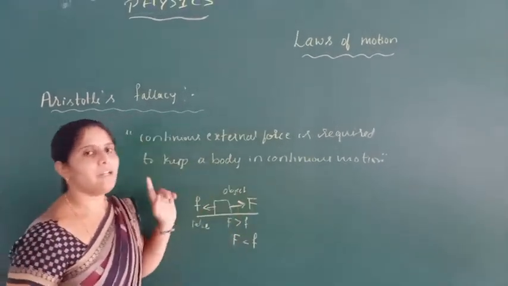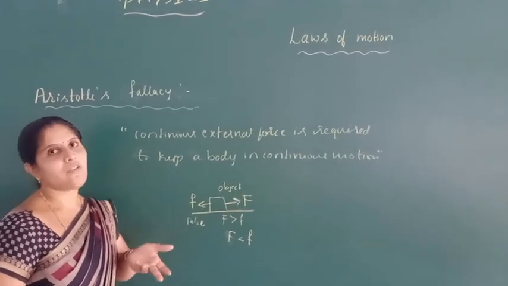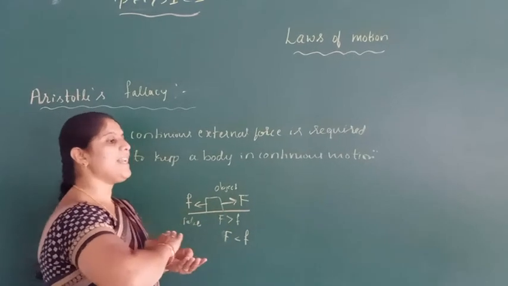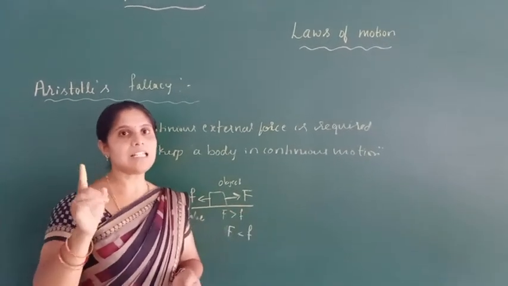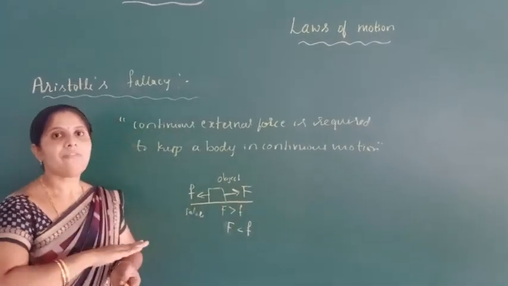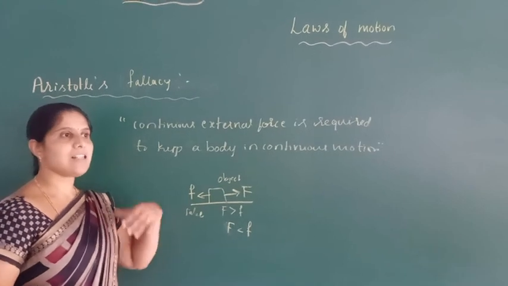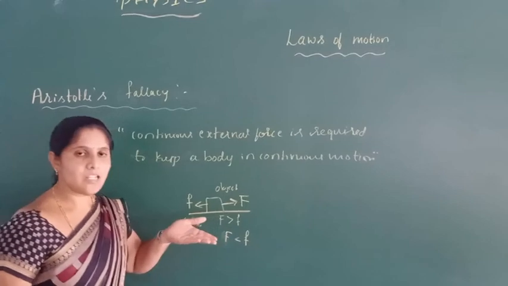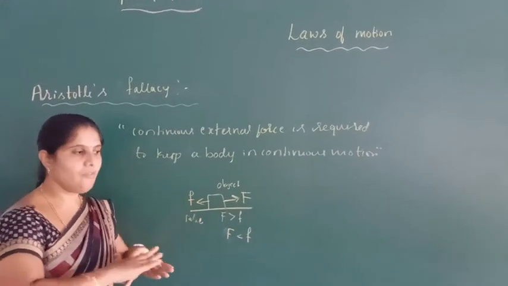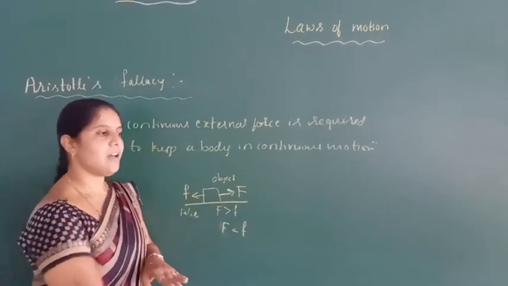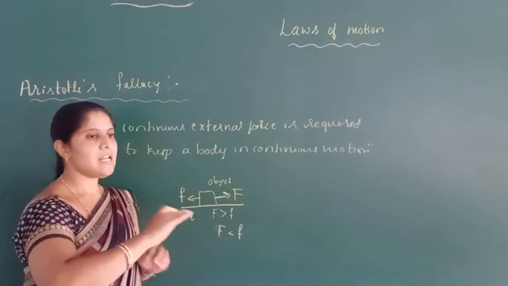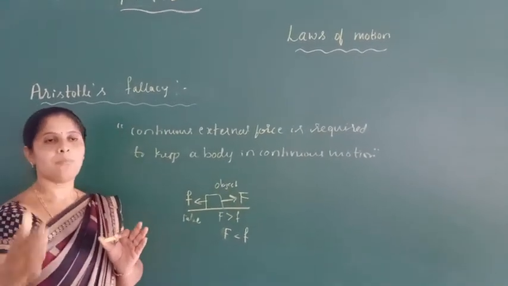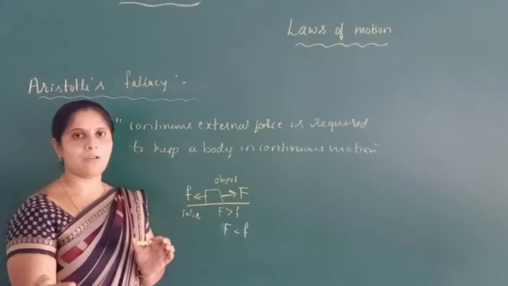It is required only to overcome the frictional force. For example, consider a ball rolling on a frictionless surface. Frictionless surface means there is no friction. If there is no friction, suppose the ball is rolling on the smooth surface, the ball keeps moving until someone pushes or pulls it.